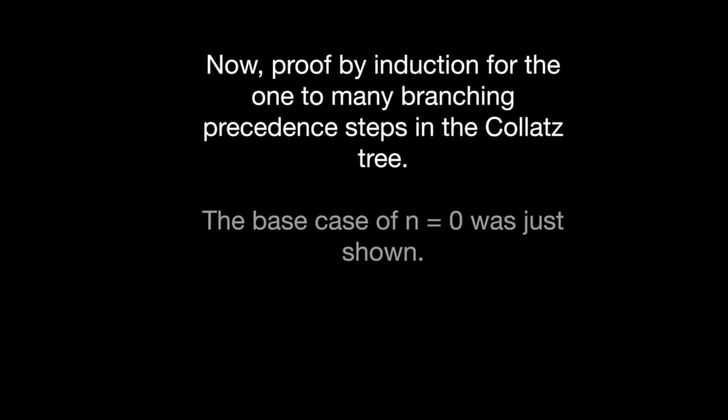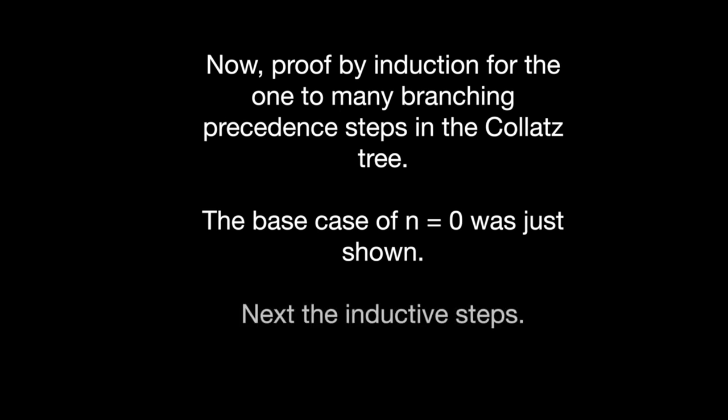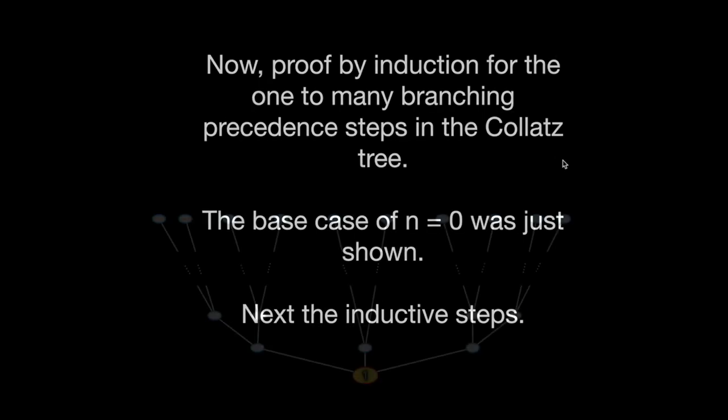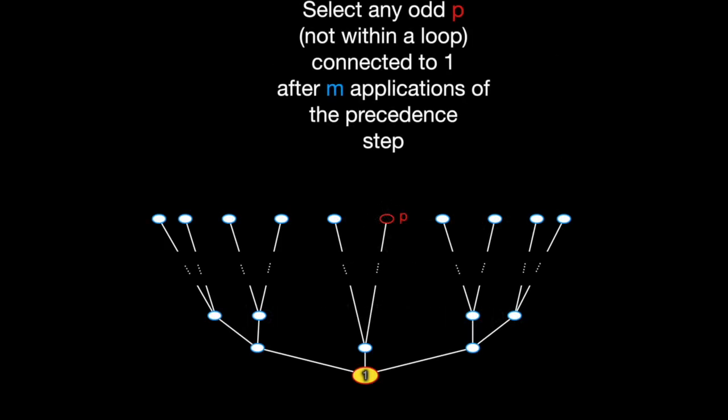Now, by proof by induction for the one-to-many branching precedent steps in the Collatz tree, the base case of n equals 0 was just shown. And now the inductive steps. So, I've shown this tree just as a one-to-many, and in this case, depending on each step, it's one or three or two.